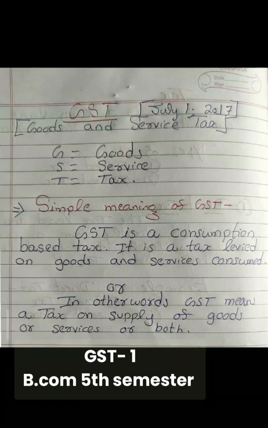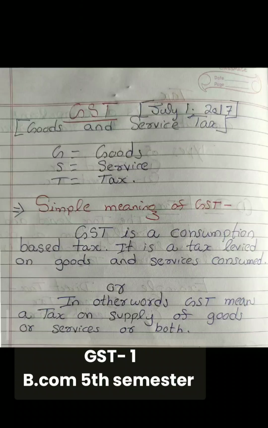So the simple meaning of GST is a consumption based tax. It is a tax levied on goods and services consumed. Or we can also say that GST means tax on supply of goods or services or both. That means GST is not only imposed on supply of goods, it is also imposed at the time of supply of services.